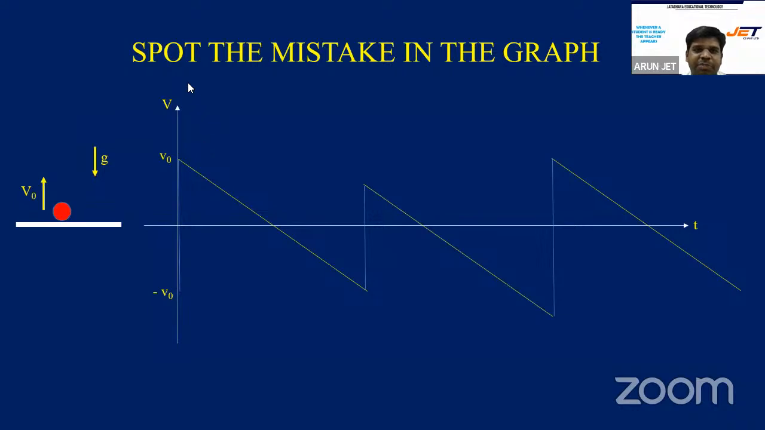Now, let's go for this situation. You have to spot the mistake in the graph, students. Quickly observe the graph and spot the mistake in the graph.